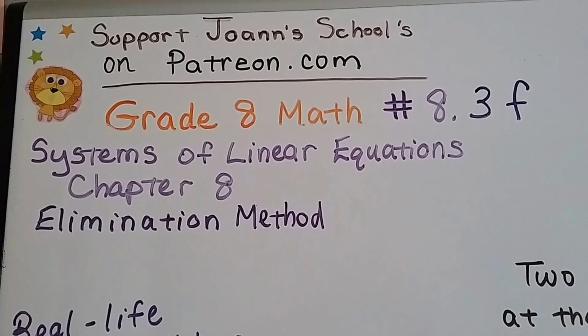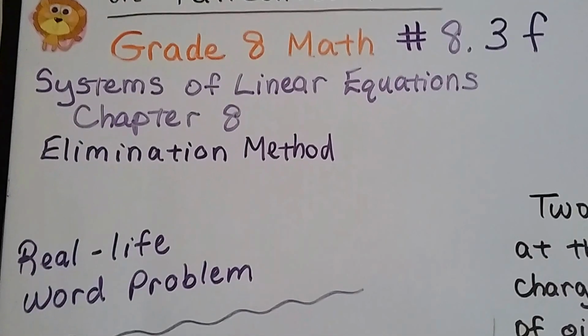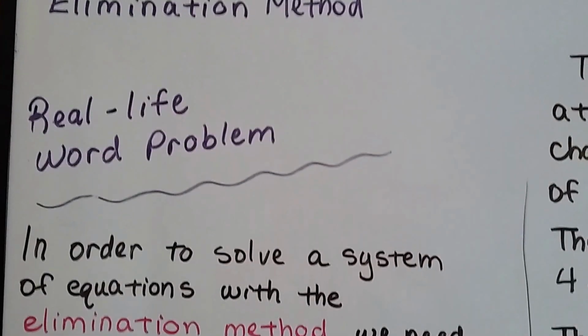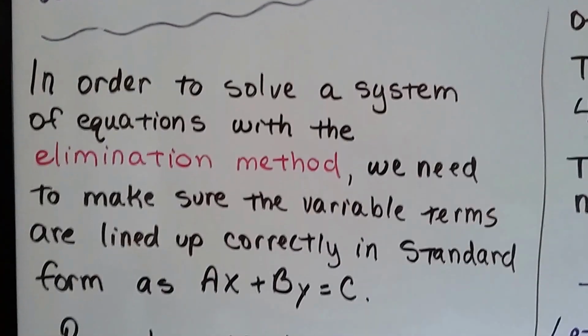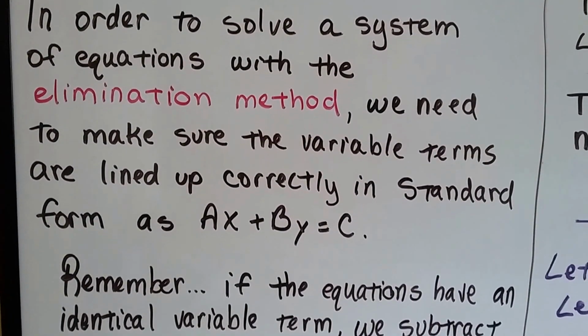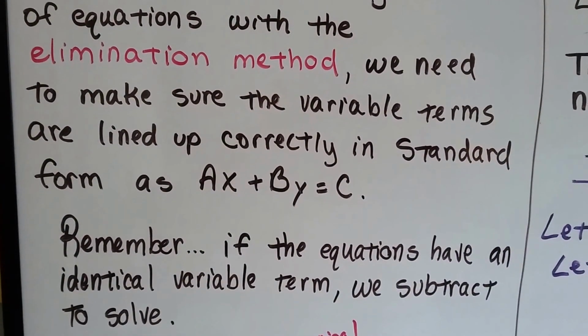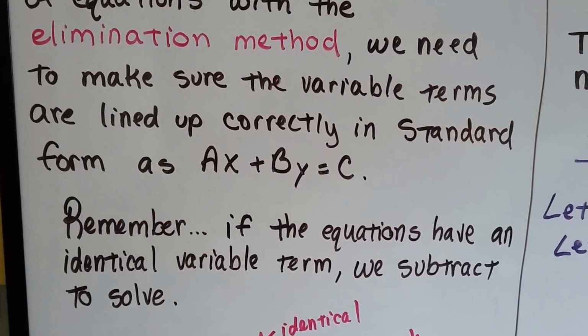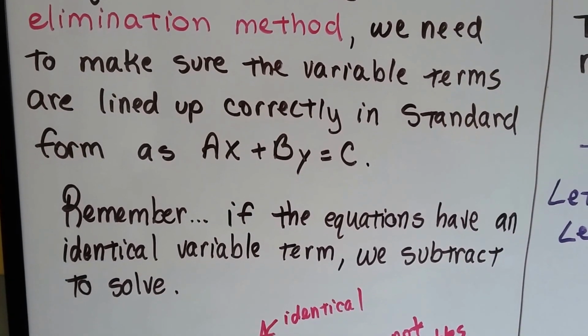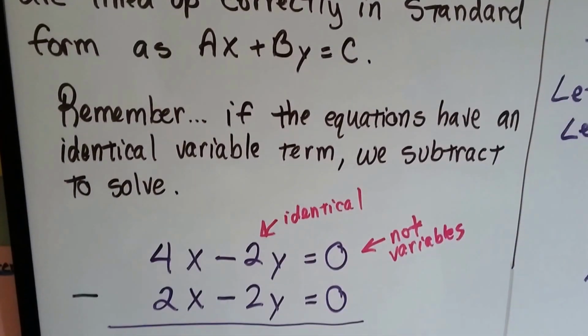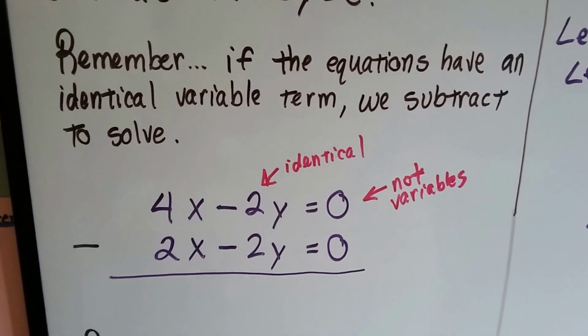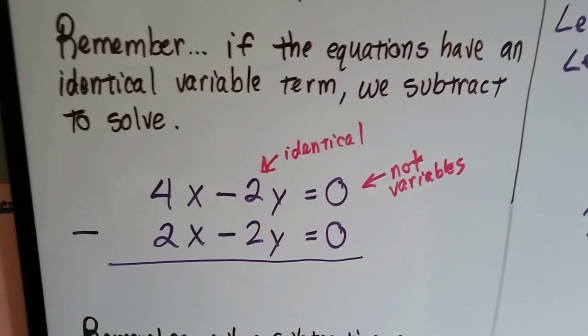Grade 8 Math, number 8.3F. We're talking about the elimination method, and now we've got a real-life word problem. In order to solve a system of equations with the elimination method, we need to make sure the variable terms are lined up correctly in standard form as ax plus by equals c. And remember, if the equations have an identical variable term, we subtract to solve.